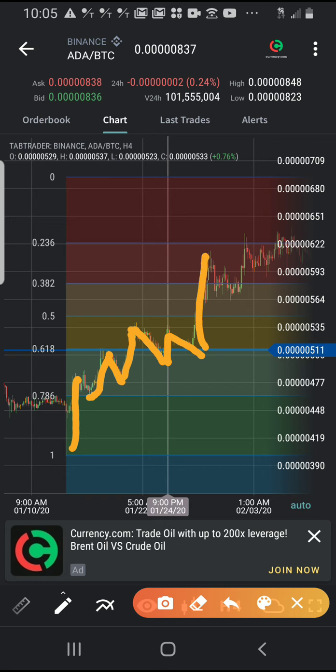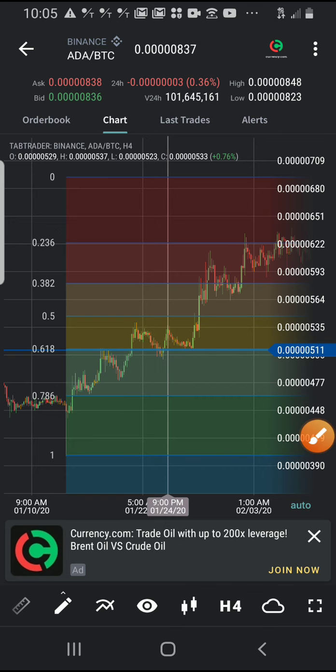Now, if you notice, after we broke it, we managed to come down somewhere around here. That is the 0.5 that is now trying to act as a support, of which it held alongside 0.382 before we moved up again. So this is telling you that this coin is having its support and resistance being played very well using the Fibonacci retracement tool.